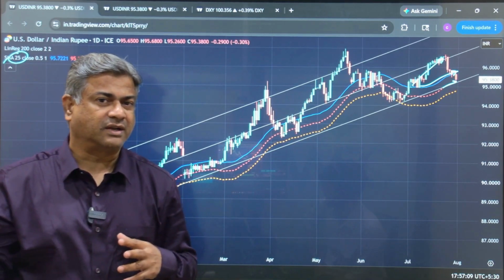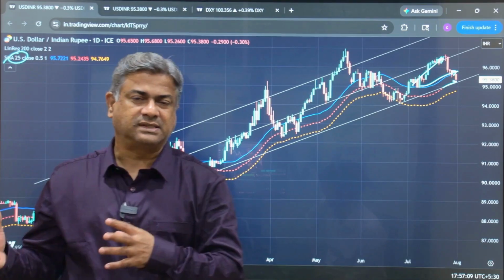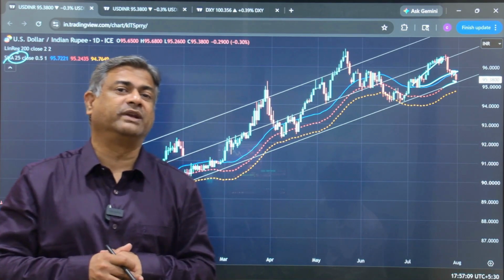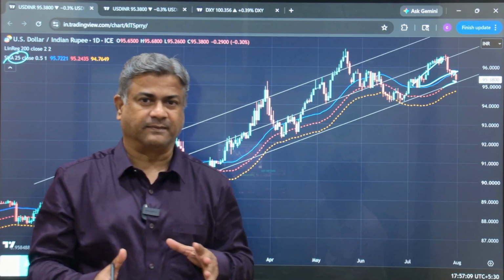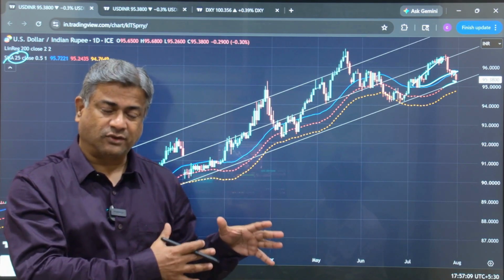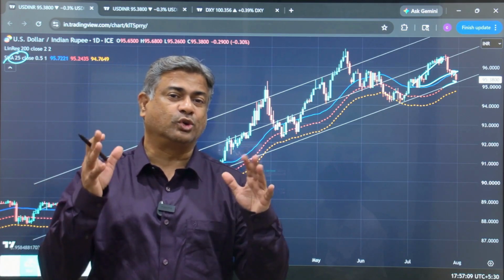Crude is another factor. Crude is not cooling off, and the Middle East is still continuing to boil. So it doesn't look like we have too many favorable reasons for the rupee to gain. The rupee would likely come back under pressure. So capitalize on this movement, and dollar importers should hedge.